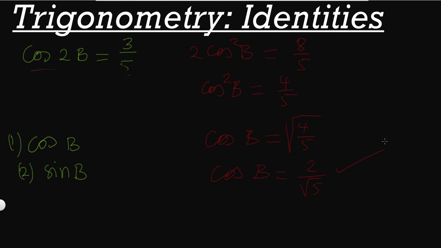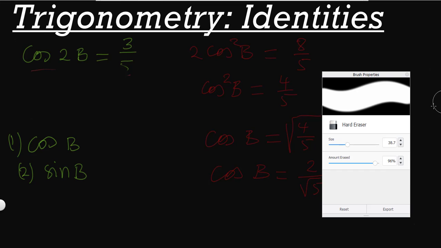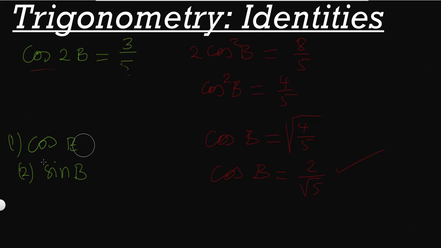Why I took so long, with many steps, is just to explain to you, but if it was myself, I could do it quickly in 3 steps. So now let's do the next question. You can use the same identity but by using sine. So we say cos 2 beta equals 1 minus 2 sine squared beta.